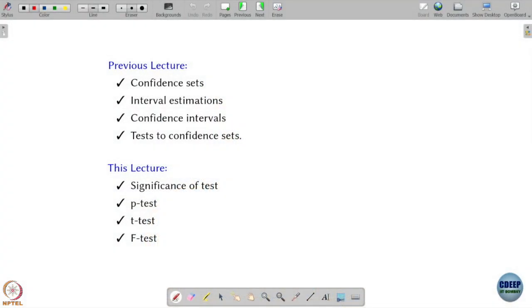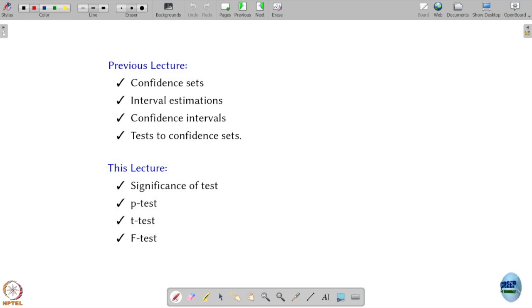Let's get started with today's lecture. So in the previous lecture, after talking about hypothesis testing, we discussed how to construct confidence sets, how to get interval estimations, and from that how to get confidence intervals. And we also discussed how a hypothesis test can be used to get confidence sets.